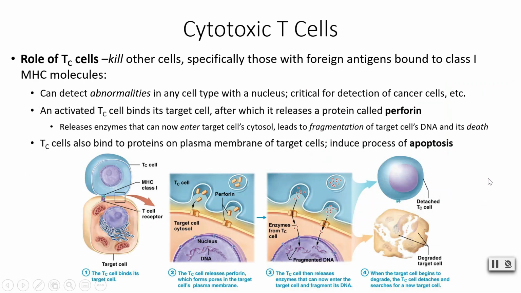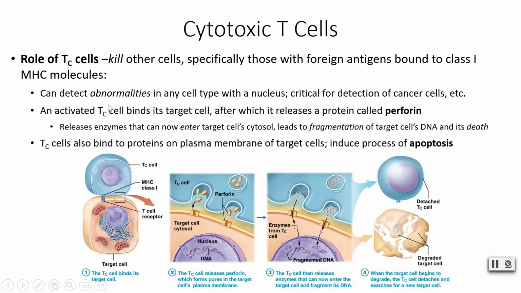Now, cytotoxic T cells work quite a bit different. They are responsible for directly killing cells. Remember, they do bind to the class 1 MHCs, while the T helper cells bind to the class 2 MHCs. So cytotoxic T cells detect abnormalities in anything that has a nucleus. So we can even detect certain cancer cells this way. We can try to snuff out those early cancer cells before it gets really bad.